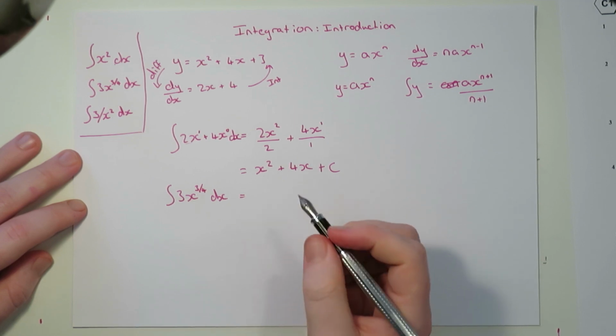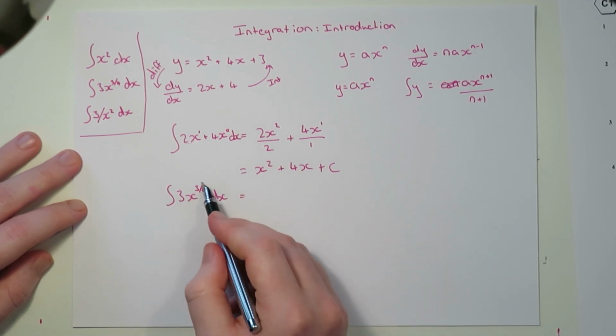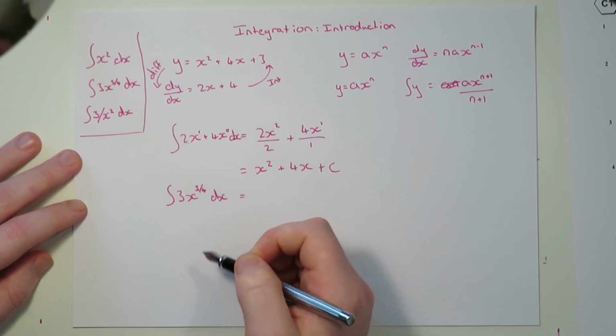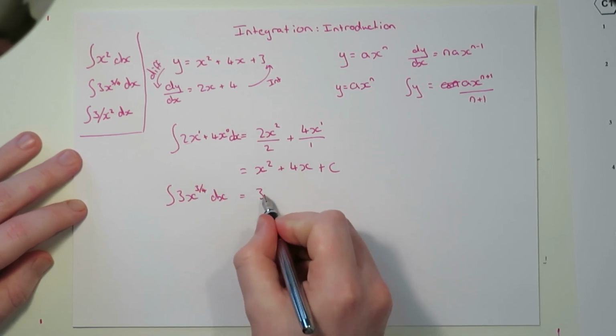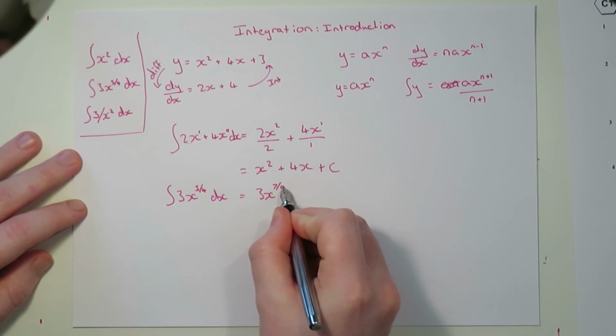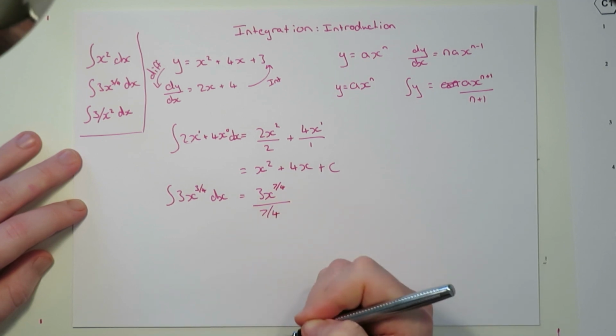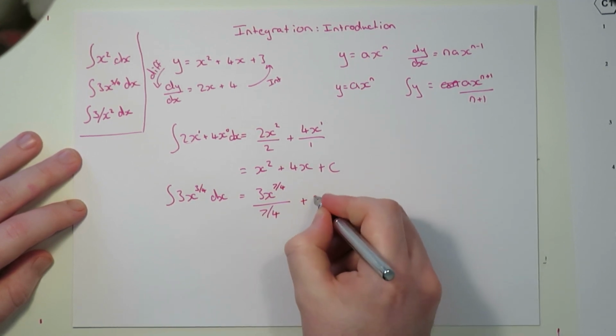Okay, so what is that? Well, you're going to have to increase the power by 1. So 3 over 4 plus 1 will be 7 over 4. So that will be 3x to the power of 7 over 4. And then we divide by the new power, 7 over 4. And don't forget plus c.